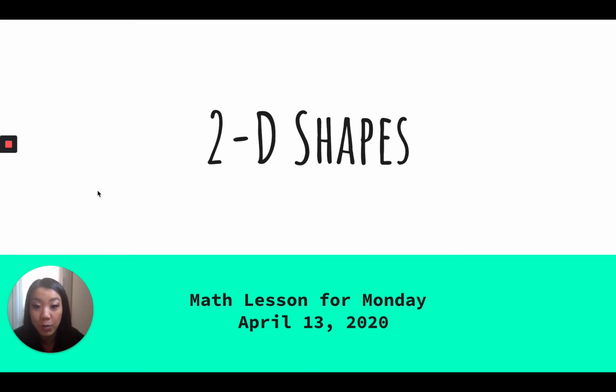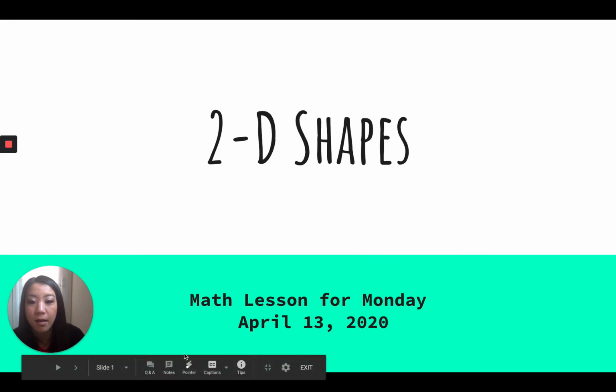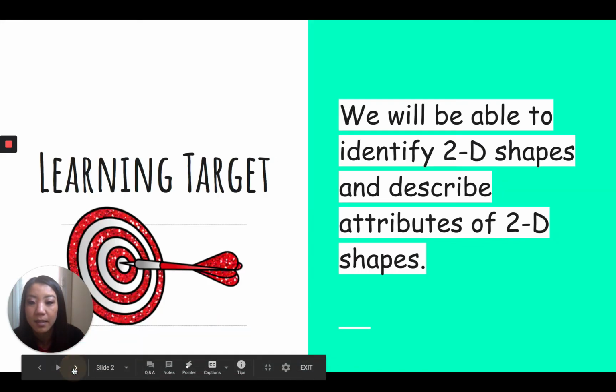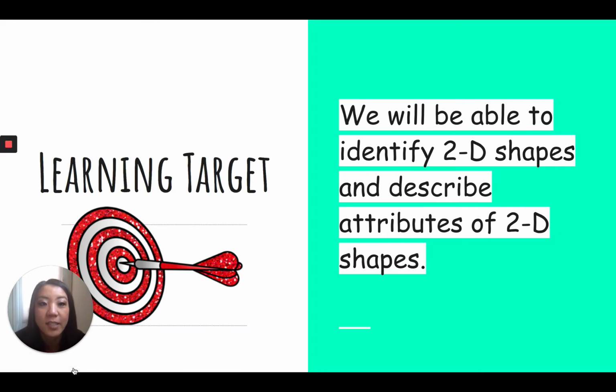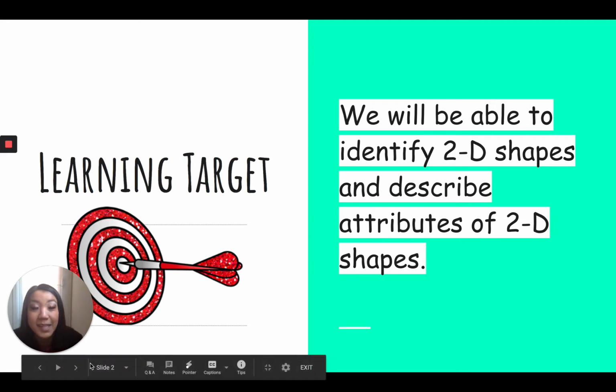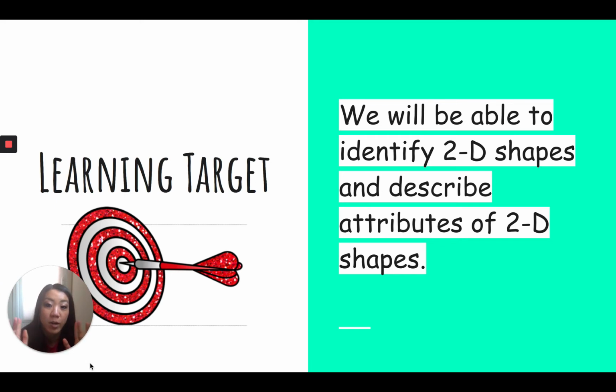Okay, so here is our learning target. So our learning target is we will be able to identify 2D shapes. We're going to describe attributes of 2D shapes, okay? So throughout the lesson, I might be teaching you some new vocabulary words. We're going to use our magic mirrors as usual. Okay, so just be prepared for that.